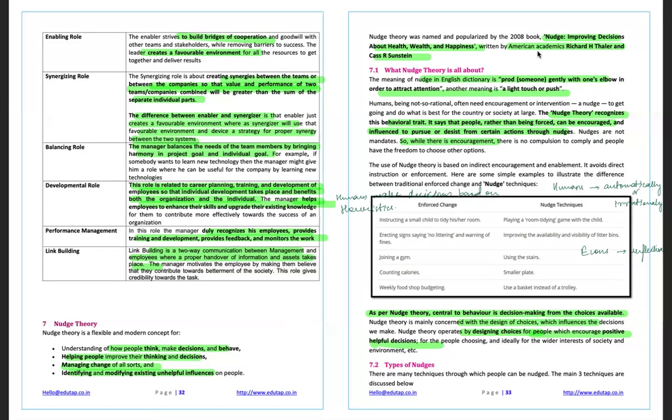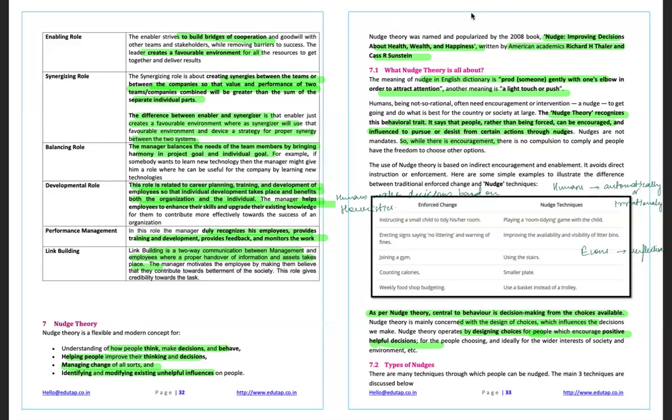Another meaning is a light touch or push. Humans, being not so rational, often need encouragement or intervention, a nudge to get going and do what is best for the country or society at large. So the nudge theory recognizes this behavioral trait.